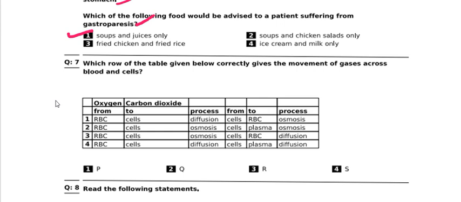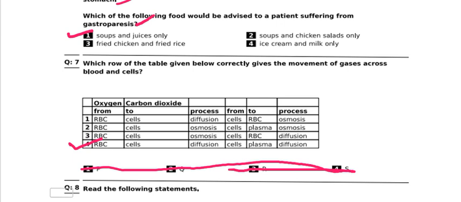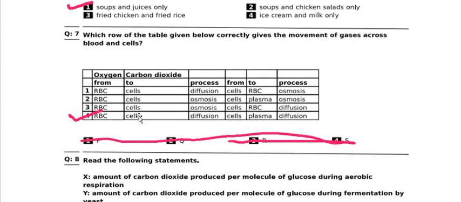PQRS. How possible? Okay. 7, we go through the 4 options. It is not here. Yes, RBC cell diffusion and cells plasma diffusion, right? Oxygen and carbon dioxide. Which row of the table given below correctly gives the movement of gases across the blood and cells?